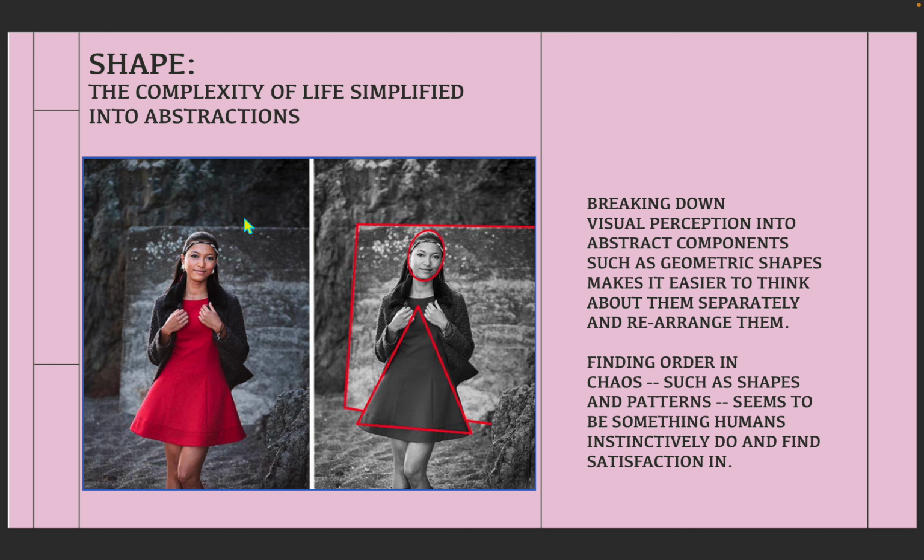So here we have this picture of a woman out of doors, and this picture can be reduced to geometric shapes: the oval of her face, the triangle of her dress, the square in this background. And the reason we do this is because finding order in chaos, such as shapes and patterns, just seems to be something humans instinctively do and find satisfaction in. So we can convert the chaos of the actual world into geometric shapes, and we can use that to recreate it in a design, or just to think about how the different components in this image are working together.